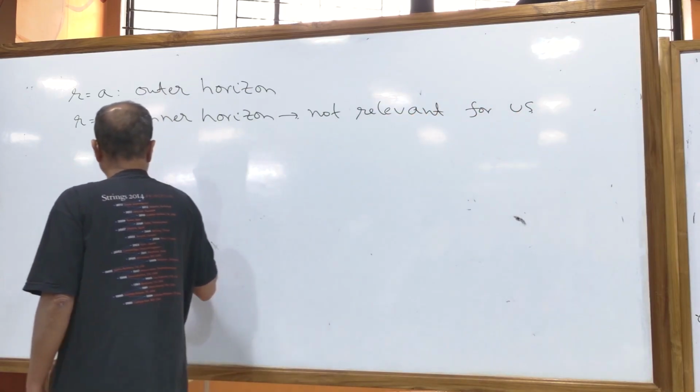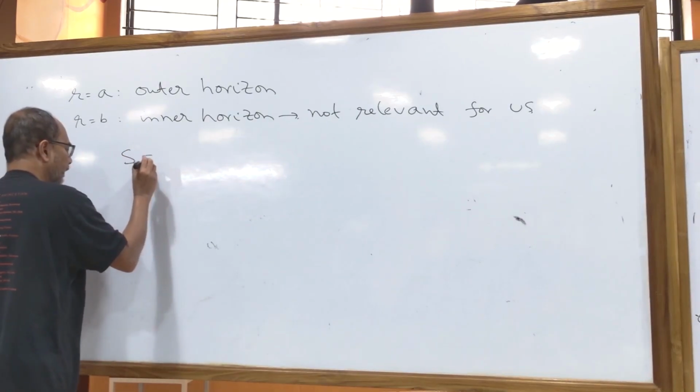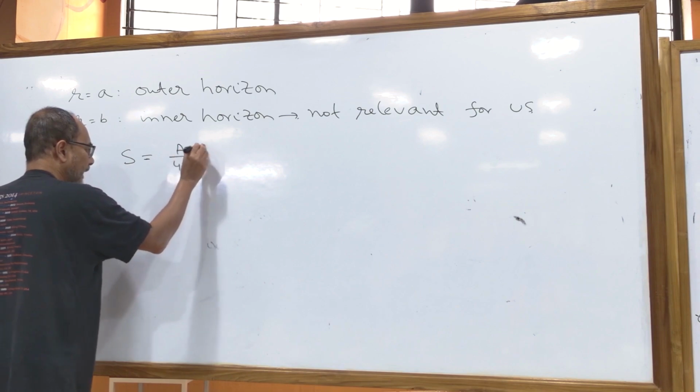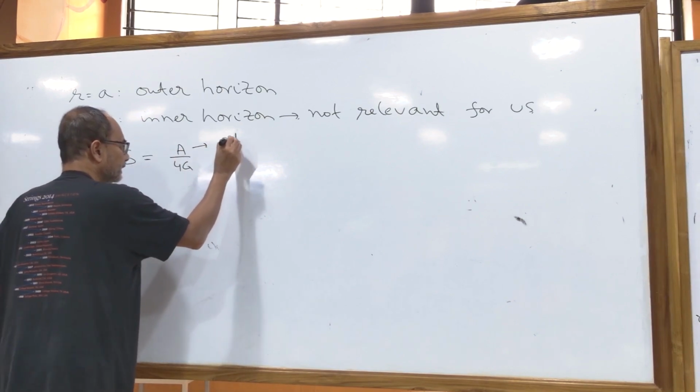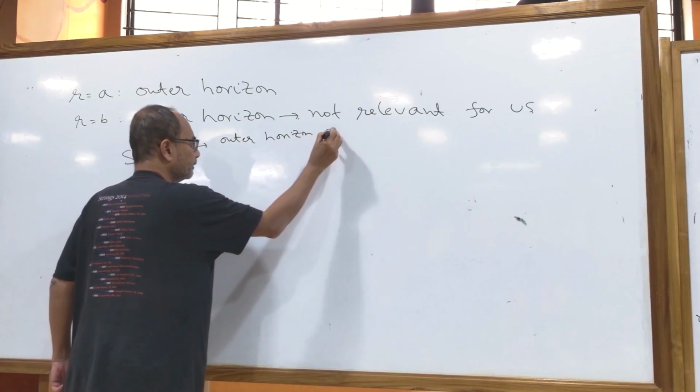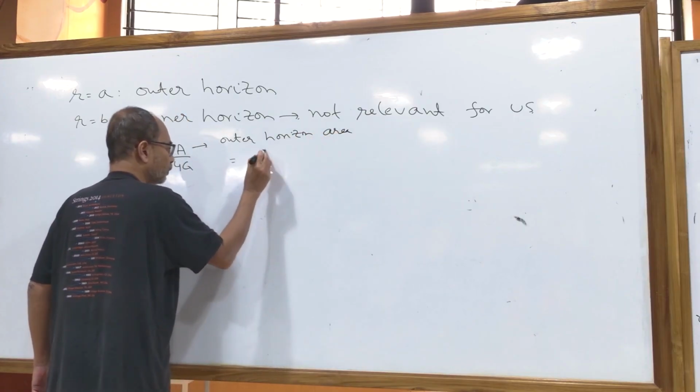The entropy is given by the outer horizon area, so entropy will be given by A over 4G, where A is the outer horizon area. So this is 1 over 4G.